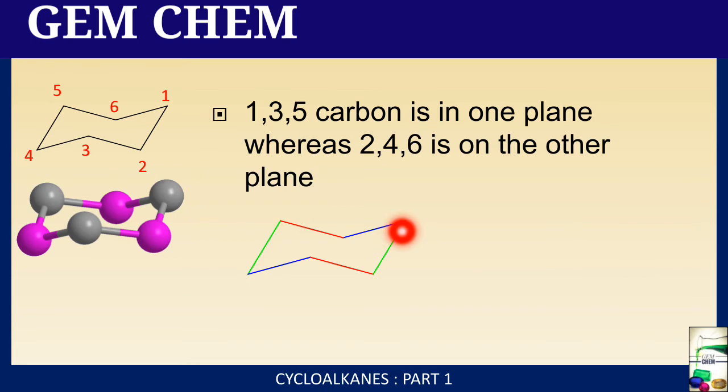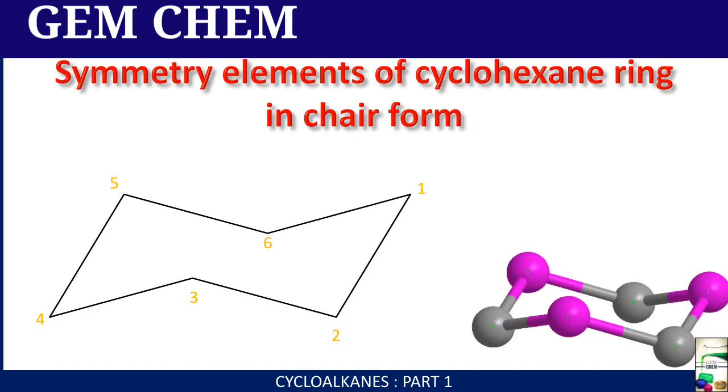Now we will deal with the different symmetry elements of the cyclohexane ring. So, symmetry elements of the cyclohexane ring in chair form. If you can see here, the same chair form is being taken, and this is the structure. If we want to find out the symmetry elements, first we will try to find out the principal axis. And we have already dealt with different kinds of symmetry elements. If you have not watched the video, you can watch it. I will give the link in the description box as well as the I button present above this video.